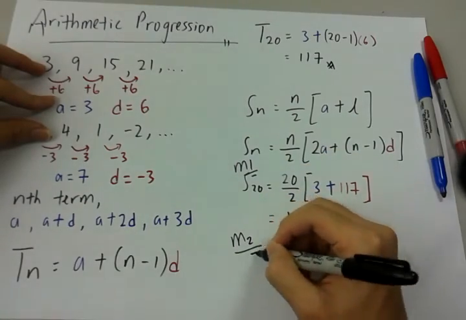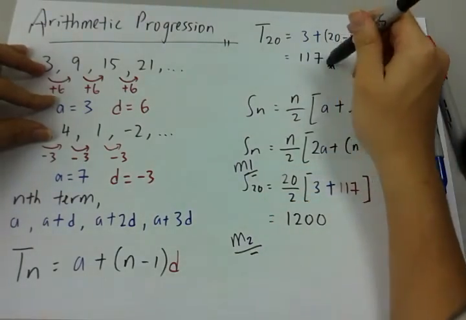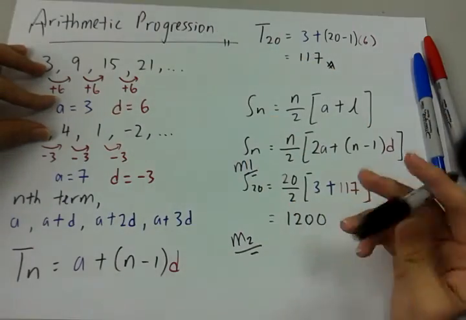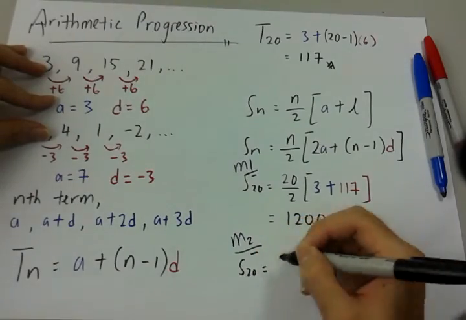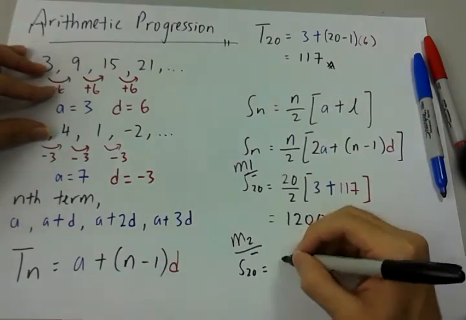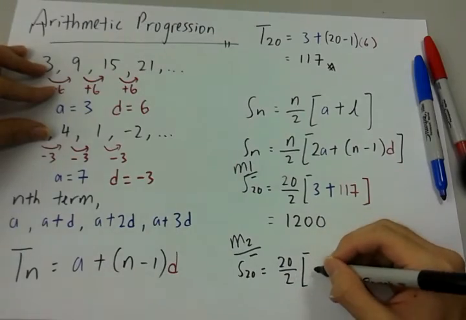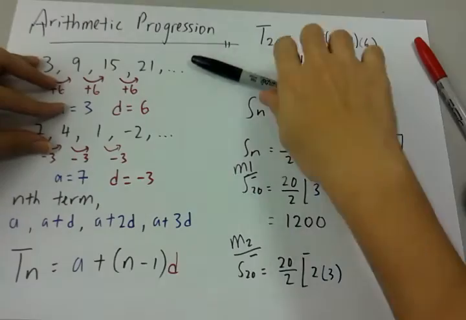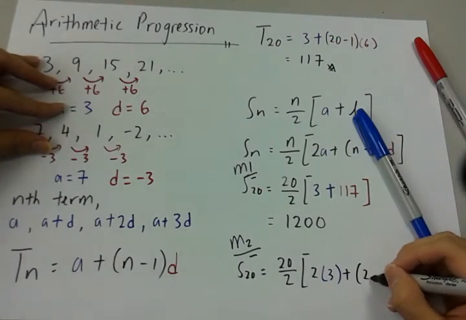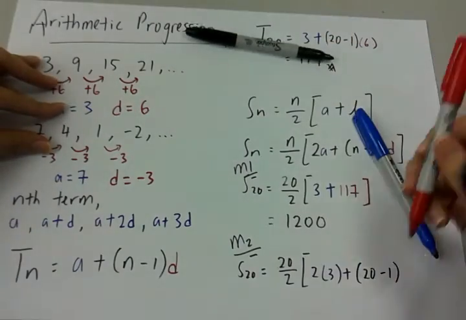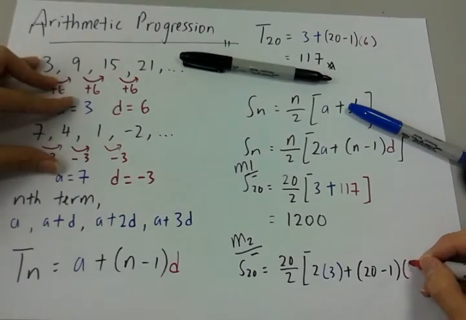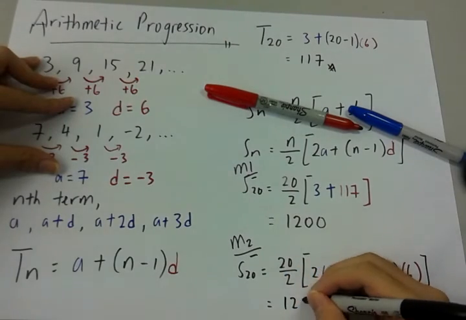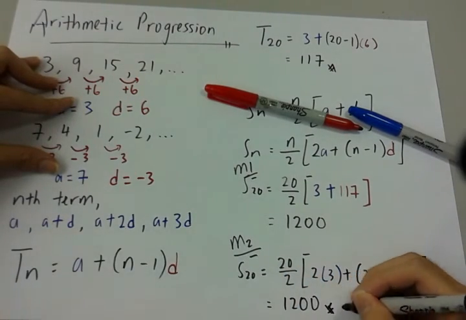Let's say we don't have the last term, how do we do it? We use the second formula to solve this problem. We plug in the numbers here. 20 over 2, times 2a, where a is 3, plus 20 minus 1, times the difference, which is 6. So we get the same answer. It's 1,200.